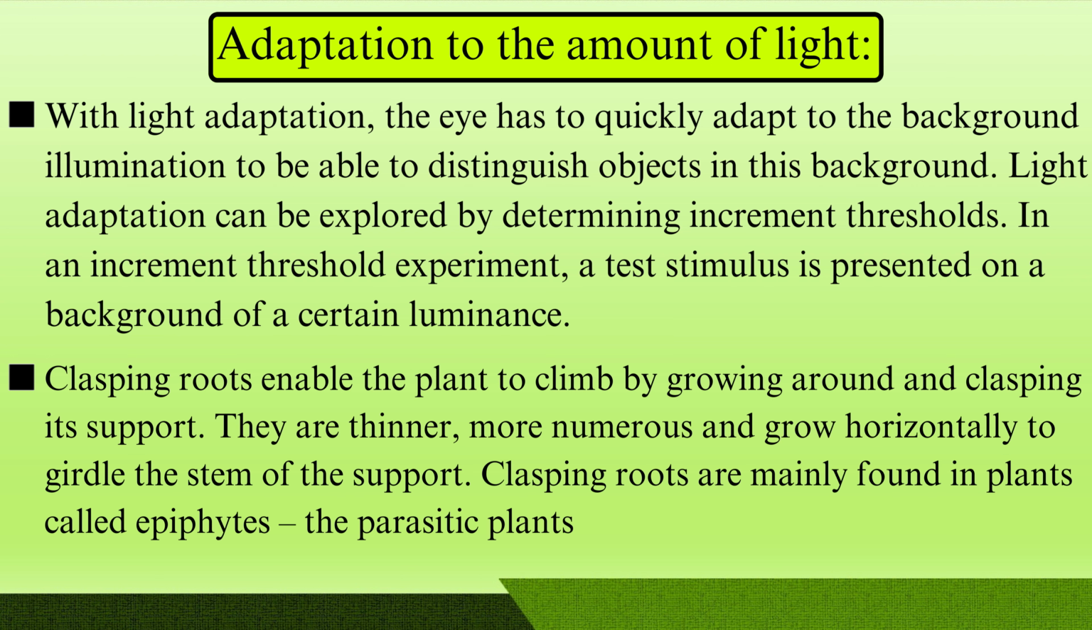Clasping roots enable the plant to climb by growing around and clasping its support. They are thinner, more numerous, and grow horizontally to girdle the stem of the support. Clasping roots are mainly found in plants called epiphytes, the parasitic plant.